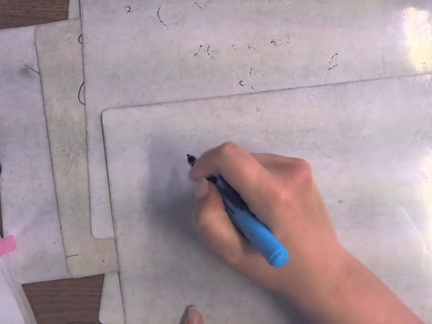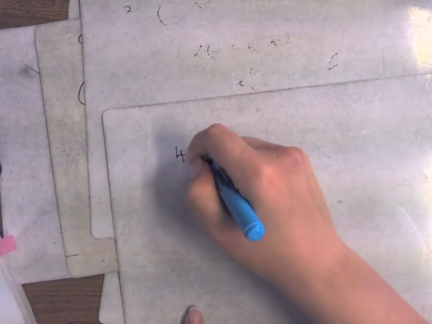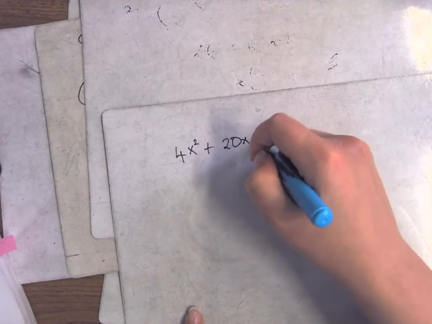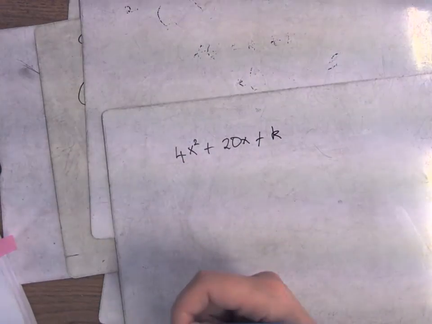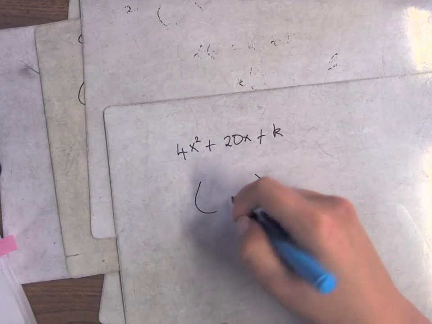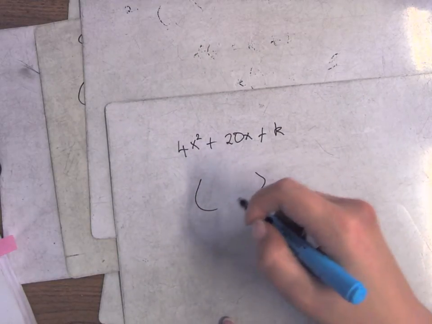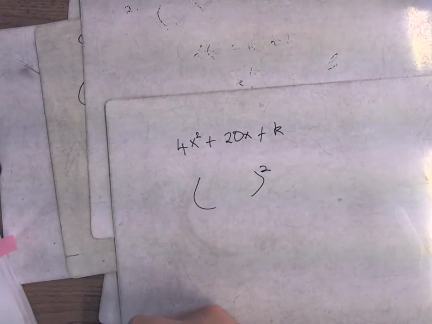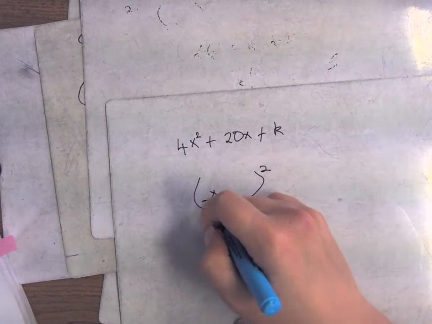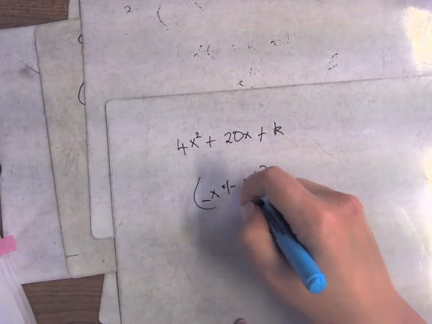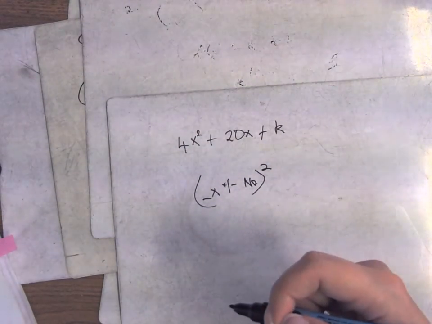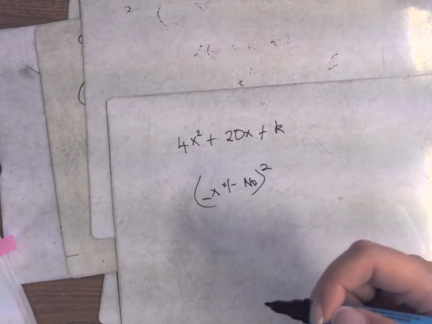Right, okay, so the next one is 4x squared plus 20x plus k. Right? Okay, it is a perfect square. So that means it was something plus or minus something to be squared. Just imagine it's something x plus or minus a number, like 2x plus 1 or 3x minus 7 or something like that, to be squared.